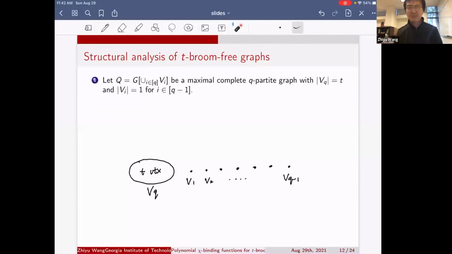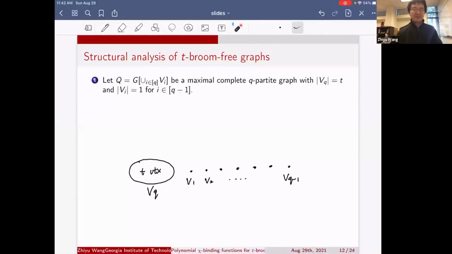Similar to many proofs in this field, what we do is try to get some structure out of a t-broom-free graph, and if we can get a nice structure out of it, we can use induction or polynomially bound some parts of the graph, to do the coloring in the most efficient way. Again, this is a standard technique. We want to take a maximal structure out of the graph, and look at the first neighborhood, second neighborhood, and beyond. If we can get a good structure out of it, we can do the coloring.